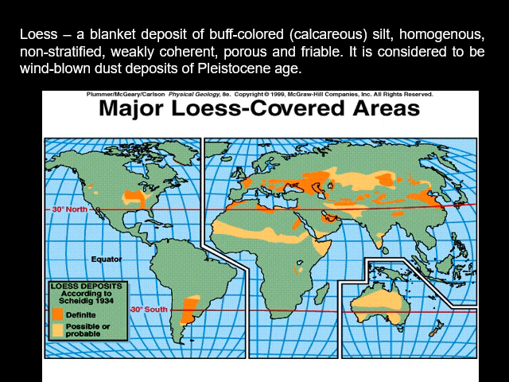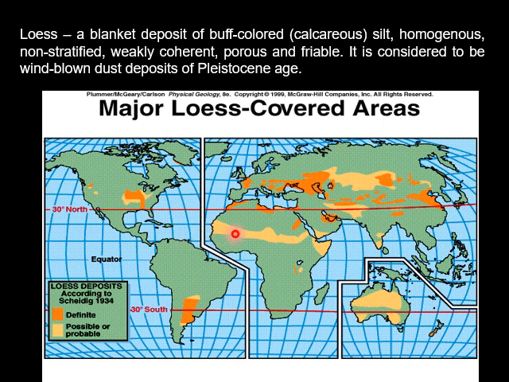Loess is a homogeneous, typically non-stratified, porous, friable, slightly coherent, often calcareous, fine-grained, silty, pale yellow or buff, wind-blown sediment. They are found in certain areas around the world. This map shows the areas where loess deposits have been observed, the orange areas, and the yellow areas are the ones where they are possibly or probably found.